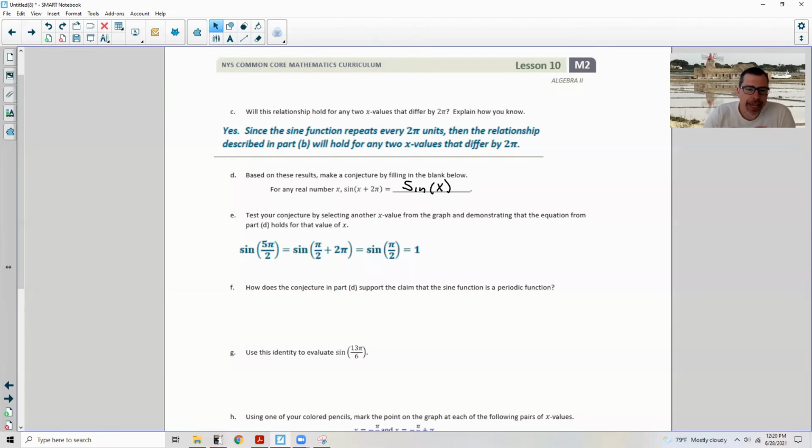Okay, so you can pick any value you want, but I picked sine of pi over 2 for this answer. So if I look at the sine of 5 pi over 2, that equals the sine of pi over 2 plus 2 pi. Because 2 pi is 4 pi over 2, and 4 pi over 2 plus 1 pi over 2 is 5 pi over 2. And that will equal the sine of pi over 2, which is 1. So let's go take a look at my graph. What we want to see is the sine of pi over 2 is 1, and the sine of 5 pi over 2 should be 1.